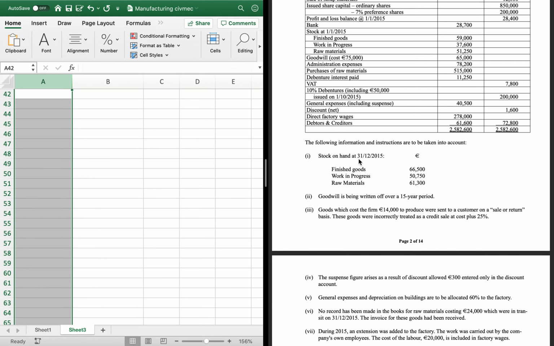So stock on hand at the 31st of the 12th, 2015, finished goods, work in progress and raw materials. Nothing about damaged stock or anything in there, so you can just move on. There's no working associated with that.